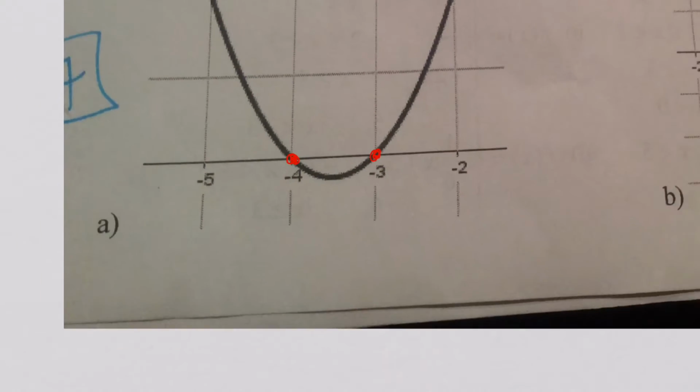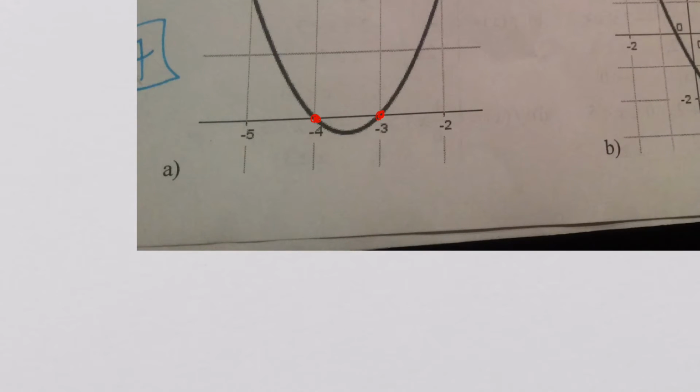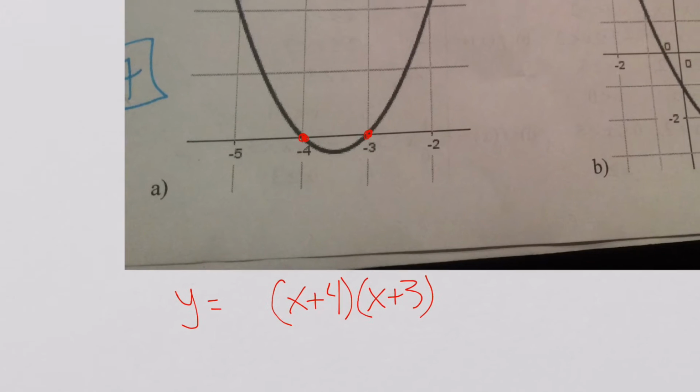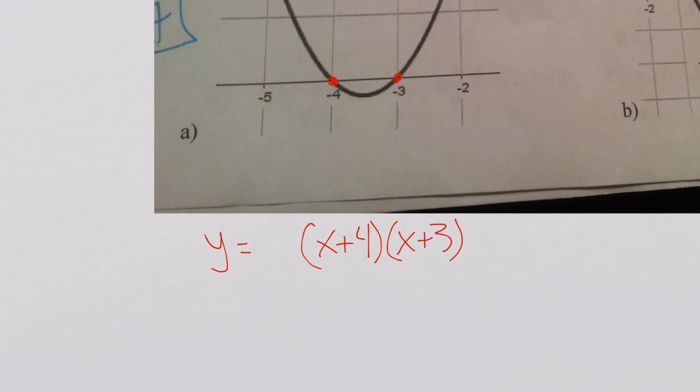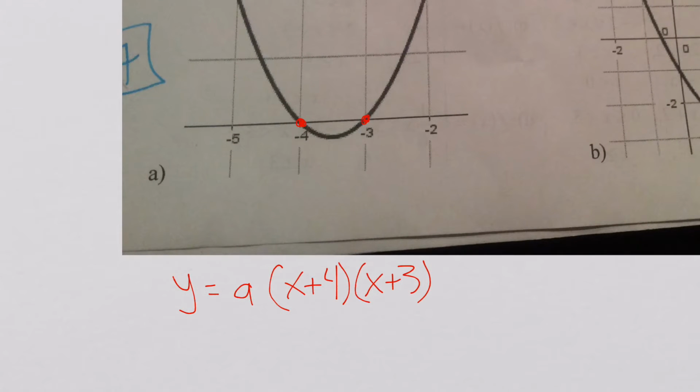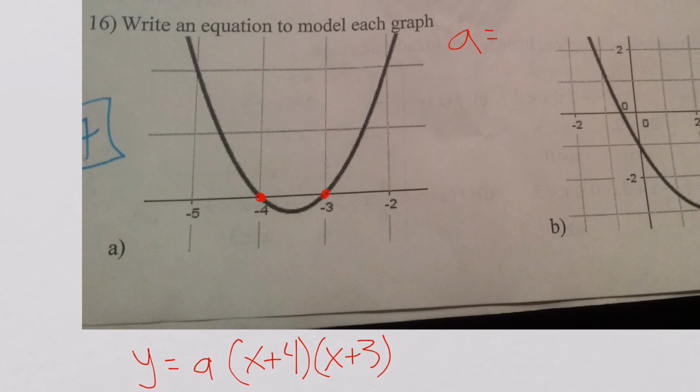I see an x-intercept at -4 and -3, which tells me that I will have a factored equation of (x plus 4) times (x plus 3). So what we then need to figure out is what is our stretch factor A. Because if we know that, then we are good. That's all we need. But we can't just assume it's 1. And it's kind of hard to tell what it is in this graph because of where our vertex is. That's normally how we figure it out. We'll see that in another problem.